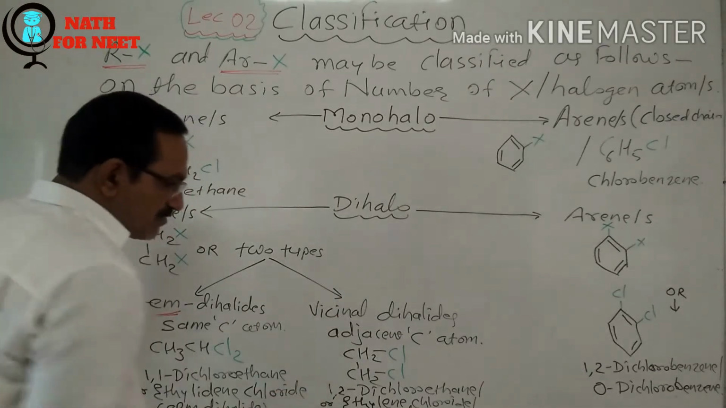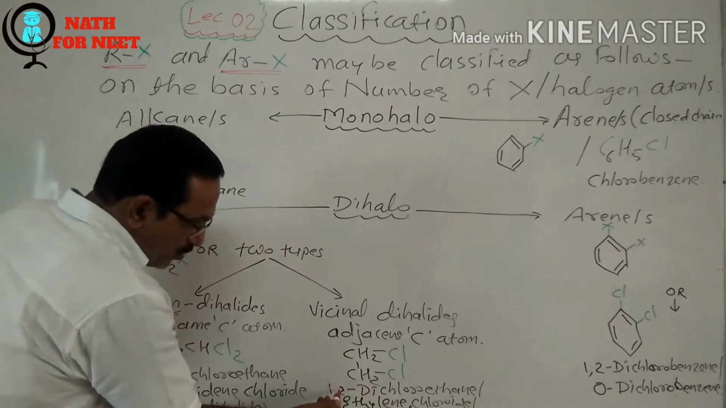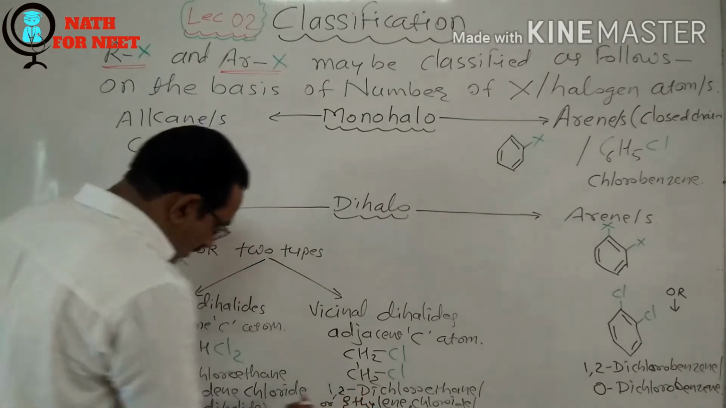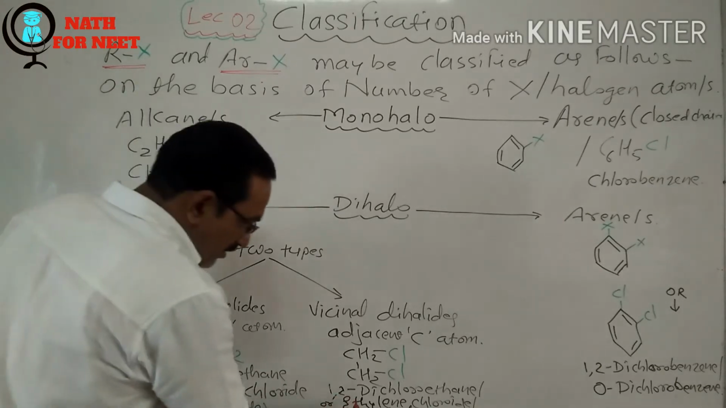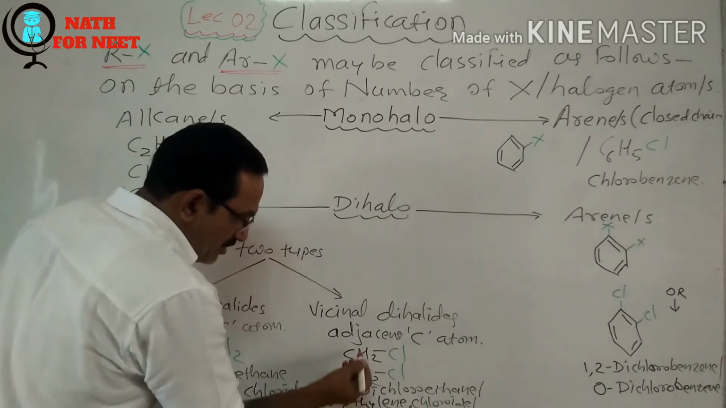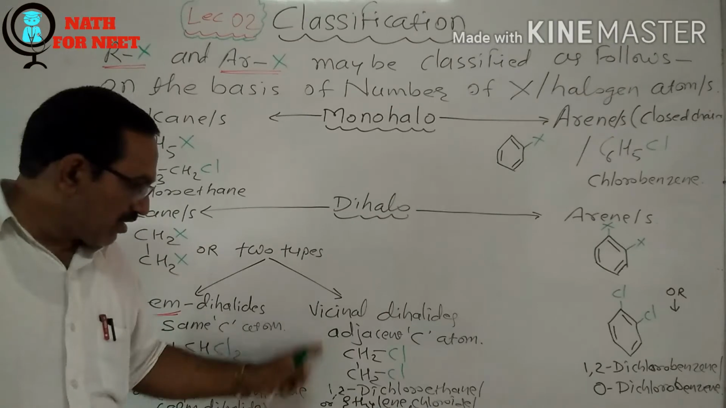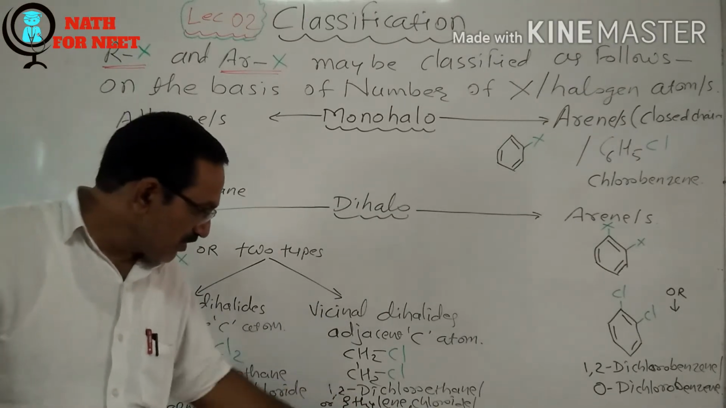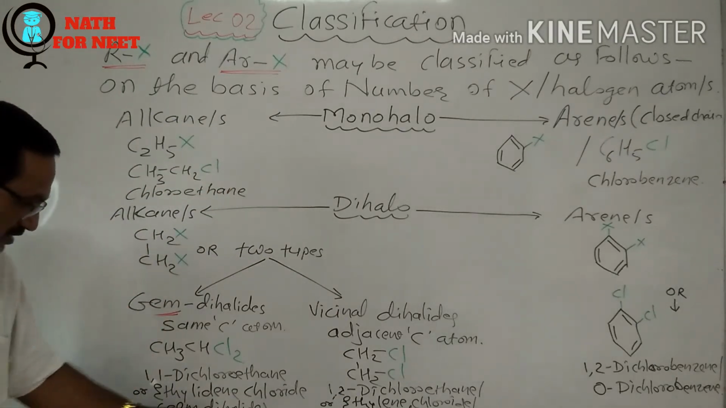Then here in this case, the name of this compound is 1,2-dichloroethane. This is the IUPAC name, and this is the common name, which is known as ethylene chloride. This ethylene chloride is also abbreviated as the vicinal dihalide. This belongs to the vicinal group, that is vicinal dihalide, and as this belongs to the geminal group, this is the gem dihalide.